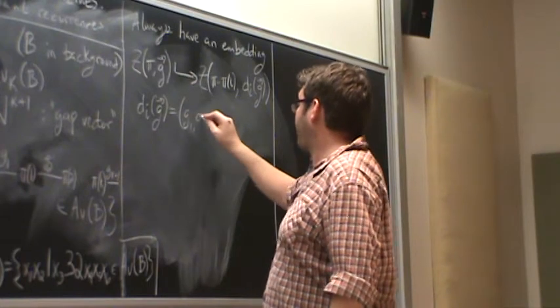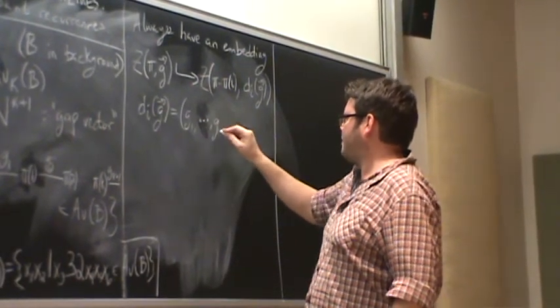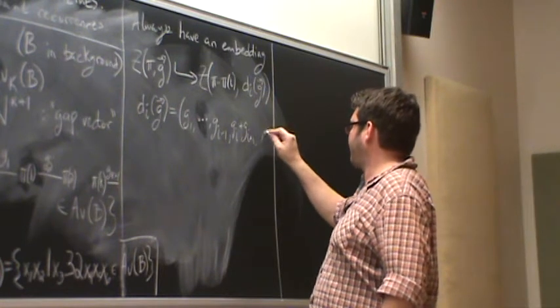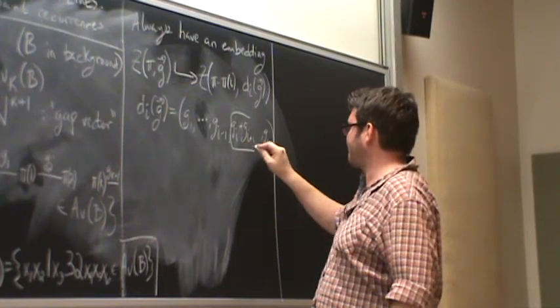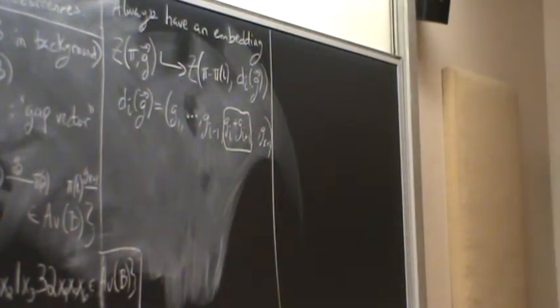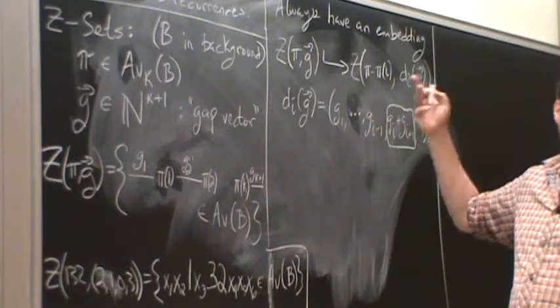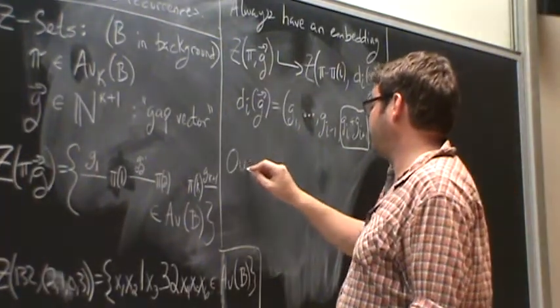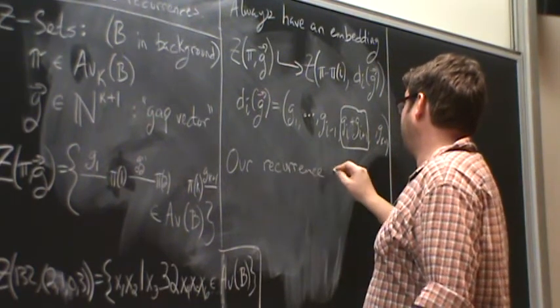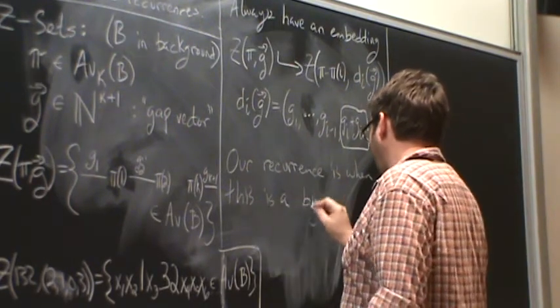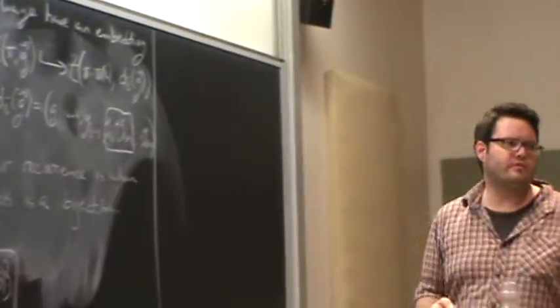where d_i of g is g1 up to g_(i-1). It's g_i and g_(i+1) that get condensed, and then the rest is the same. So those two are the ones that get condensed. So we always have an embedding, and if this embedding is actually onto, then we have our recurrence. So our recurrence is when this is a bijection. Okay, so again, all these definitions are trying to capture the fact that some entry didn't play any part in whether or not we have a pattern. It's just what additional information they have around.